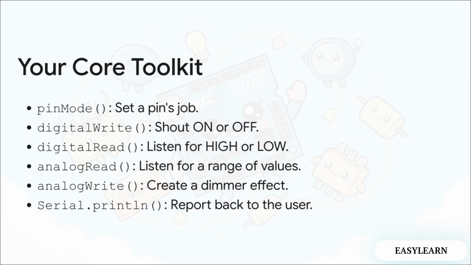You've got pinMode to set a pin's job, digitalWrite to shout on or off, digitalRead to listen for high or low, analogRead to listen for a whole range of values, analogWrite to fake that dimmer effect, and finally Serial.println to report everything back to you. That is the core loop.